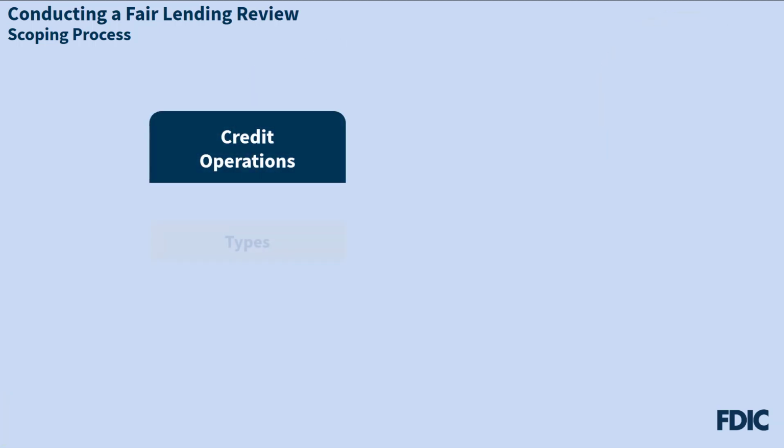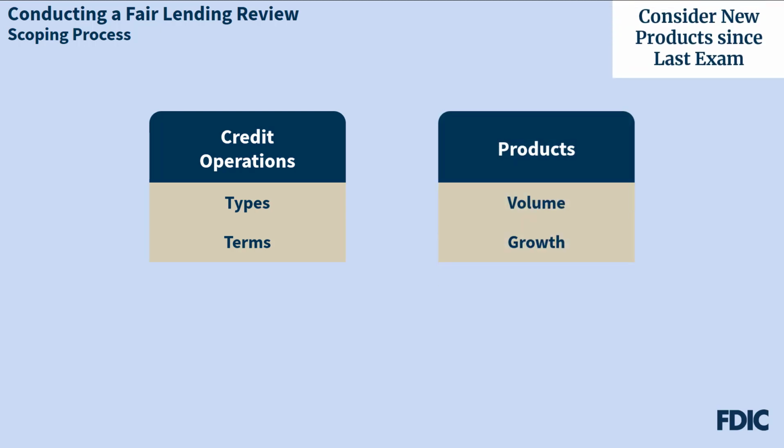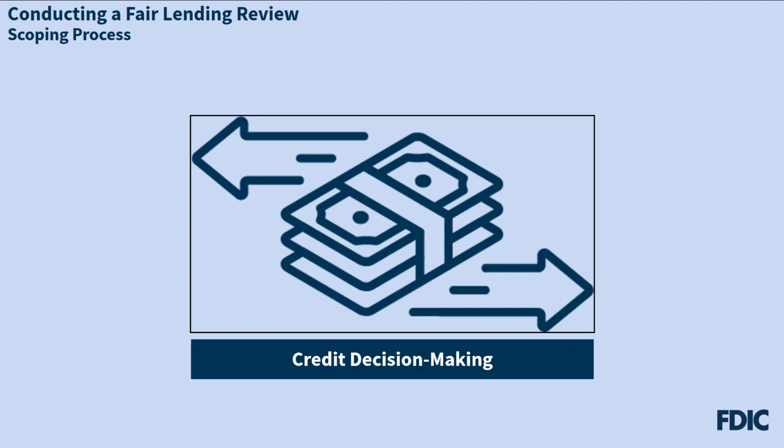As part of this discussion, examiners will want to understand the bank's credit operations, such as the types and terms of credit offered. They will also discuss the bank's product offerings, including the volume of and any growth in the bank's credit products. Examiners also want to know about the bank's credit decision-making process, including things such as pricing and underwriting guidelines and general lending standards.